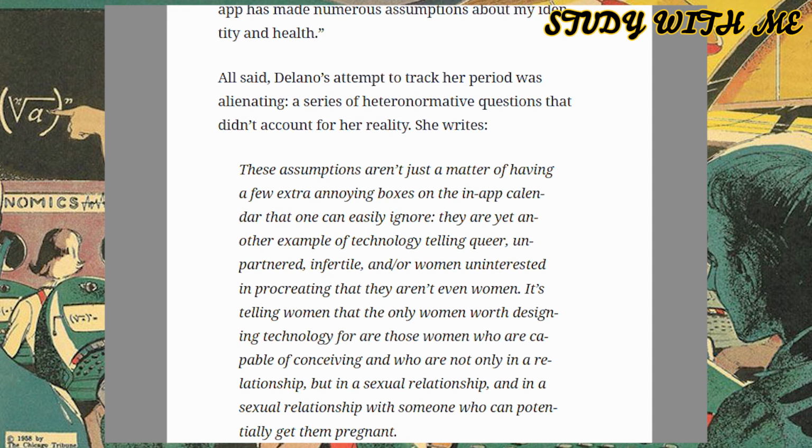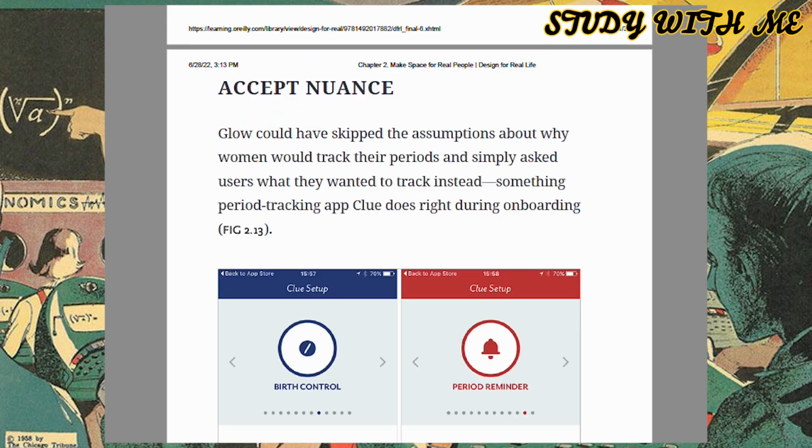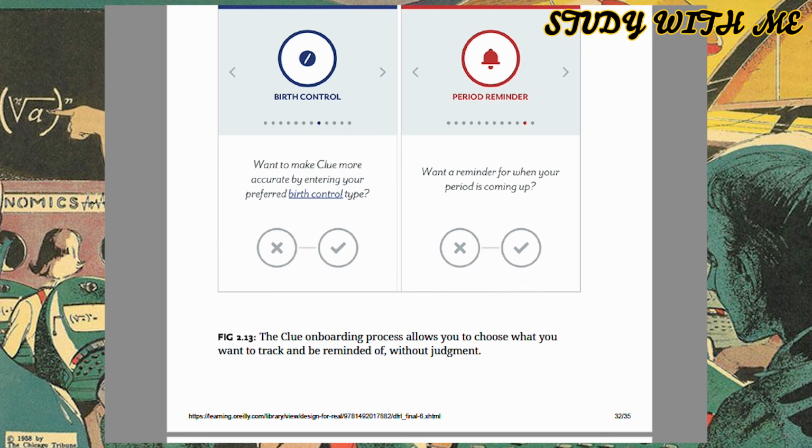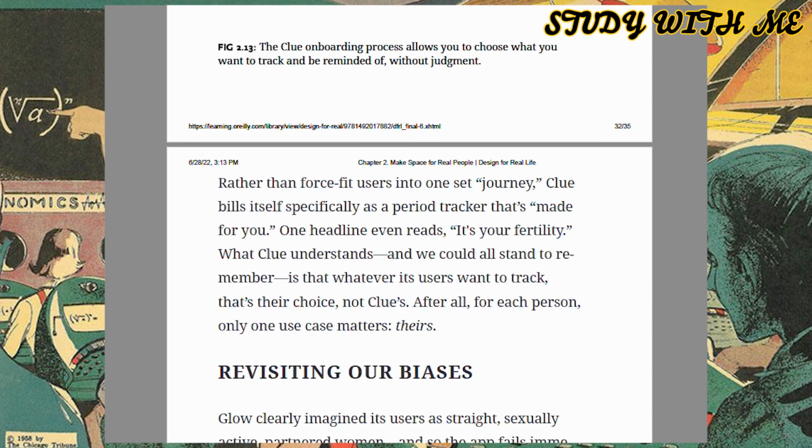Accept nuance. Glow could have skipped the assumptions about why women would track their periods and simply asked users what they wanted to track instead, something period tracking app Clue does right during onboarding. Rather than force-fit users into one set journey, Clue bills itself specifically as a period tracker that's made for you. One headline even reads, "It's your fertility." What Clue understands, and we could all stand to remember, is that whatever its users want to track, that's their choice, not Clue's. After all, for each person, only one use case matters: theirs.